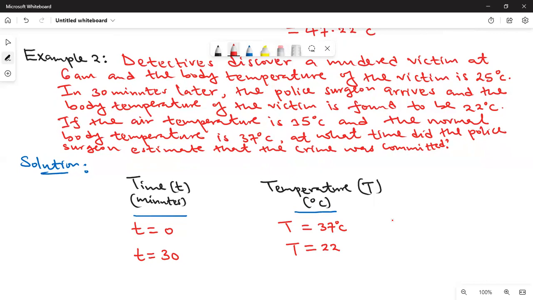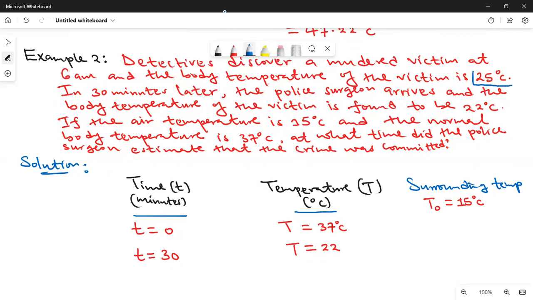Now, we are told the air temperature is 15 and the normal body temperature is 37. At what time did the police surgeon estimate that the crime was committed? So, you can write here the surrounding temperature. That is T naught is equal to 15 degrees centigrade. There's something I've not used here.